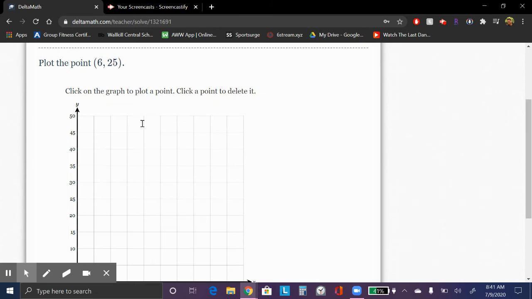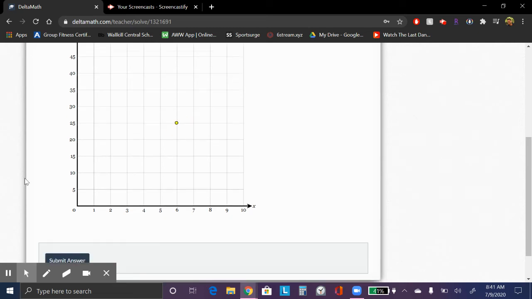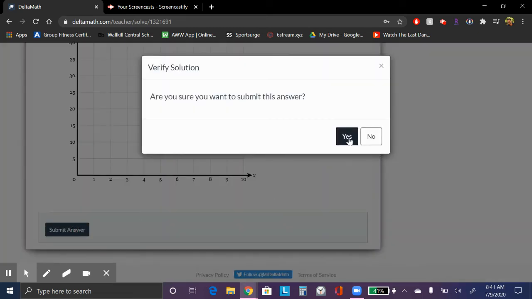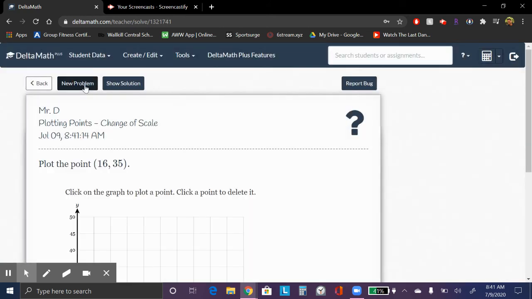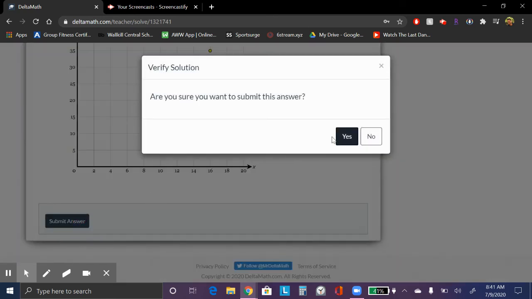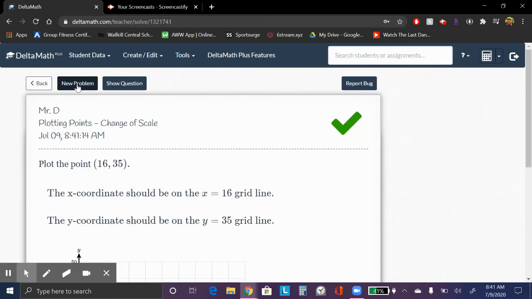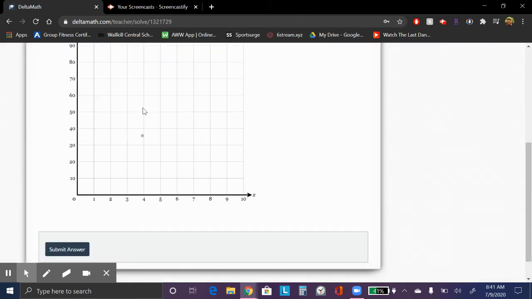Okay, (6, 25). That one does lie nicely on the line. And we're going to submit. (16, 35). Right 16, up 35. That's also nicely on the grid line. Let's look at another one. (8, 80). Is that one nice? That's a nice grid line.